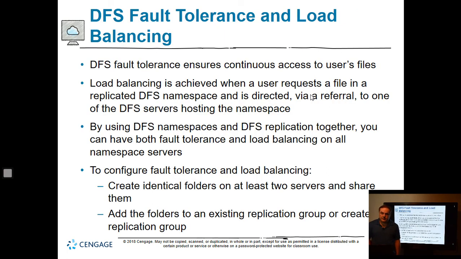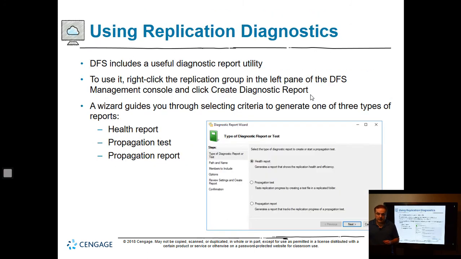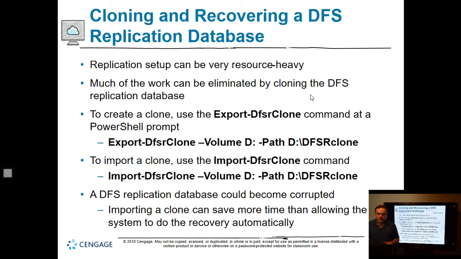DFS fault tolerance ensures continuous access to users' files. And that's really what this is all about. So we want to use a single name, and we want to have fault tolerance in case something happens. And that's what DFS does. It has a diagnostic report utility. So you can go in and look at the health, the propagation. You can do a test, make sure that it actually replicates from one folder to another. There's also command things you can do through PowerShell that you can tell whether or not replication is working correctly.